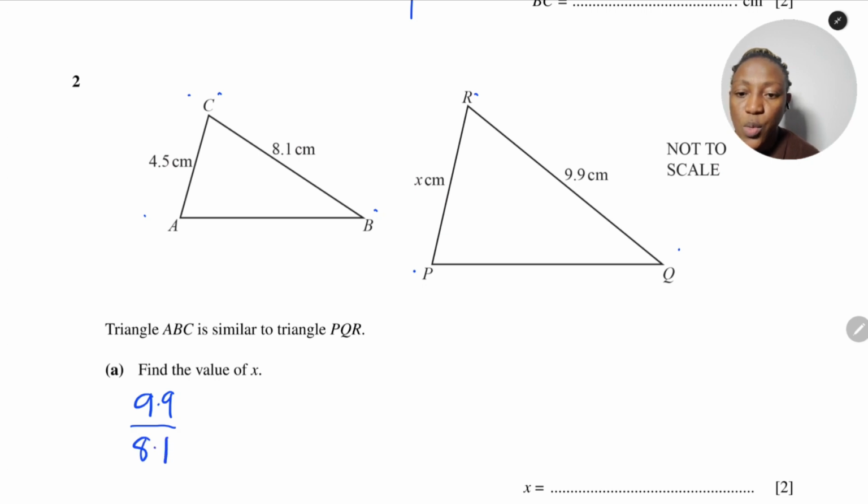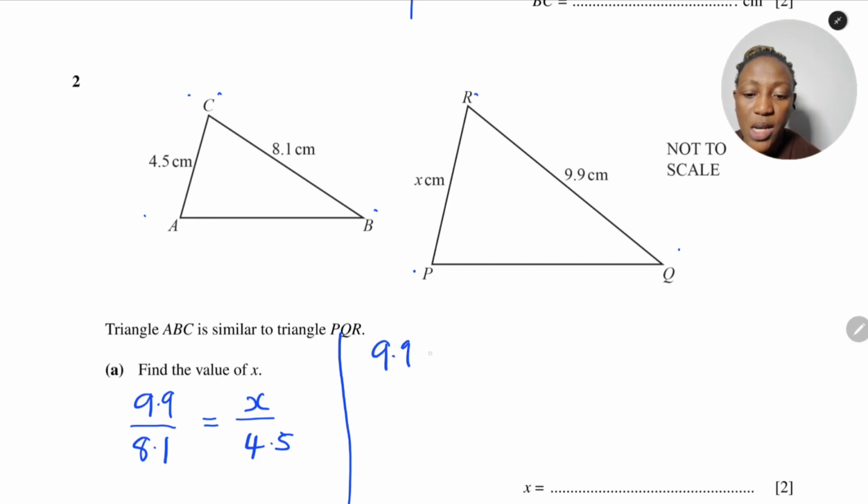8.1 will be equal to, if we're starting from the bigger one and going to the smaller one, when you write the second ratio, you need to start from the bigger one and go to the smaller one again. So we come back here and say X over 4.5. The linear scale factor is given by 9.9 over 8.1. So finishing this off, X is going to be 9.9 times 4.5 over 8.1.